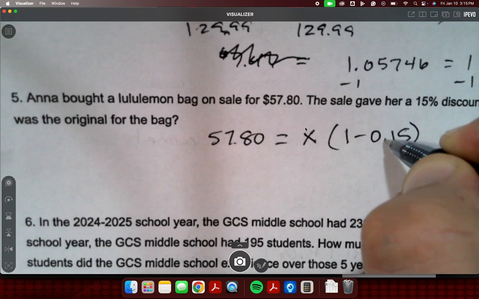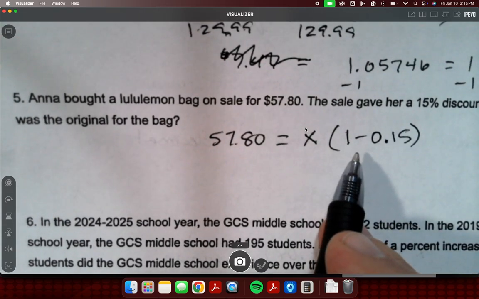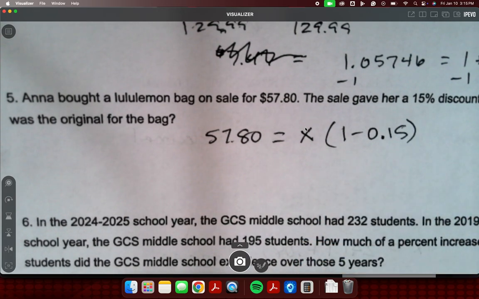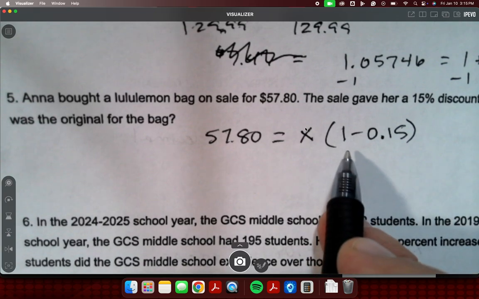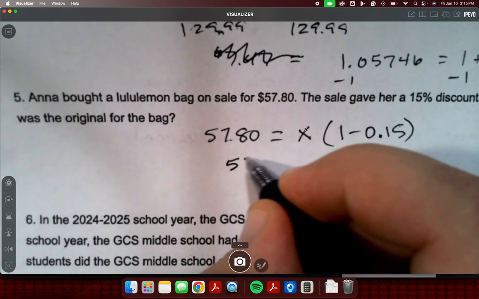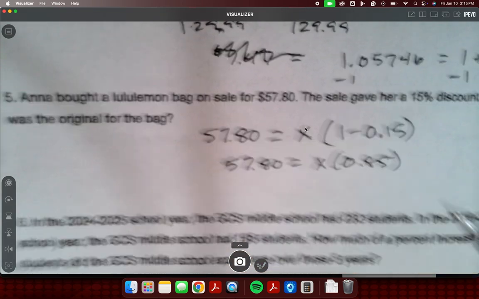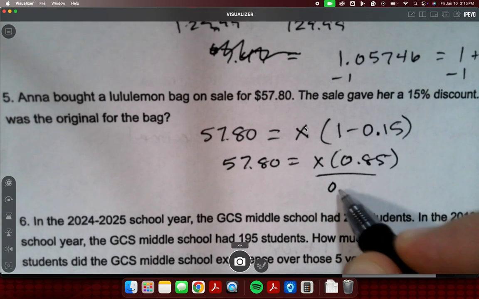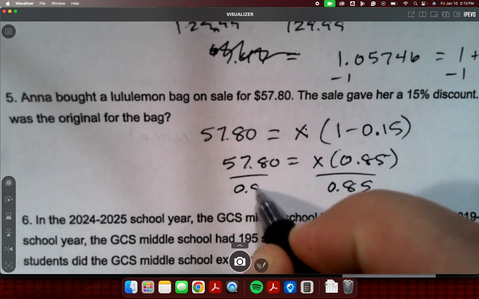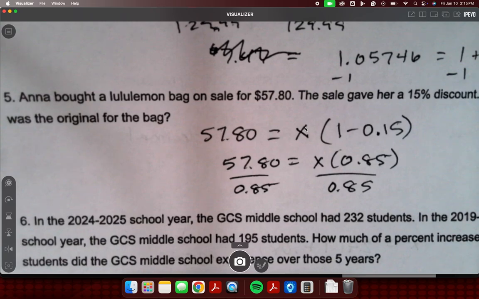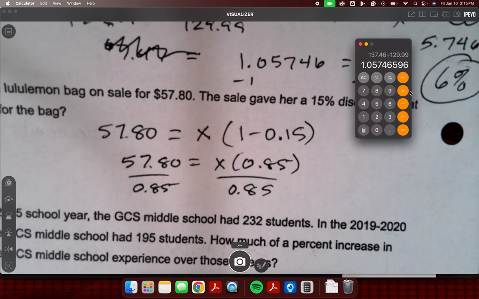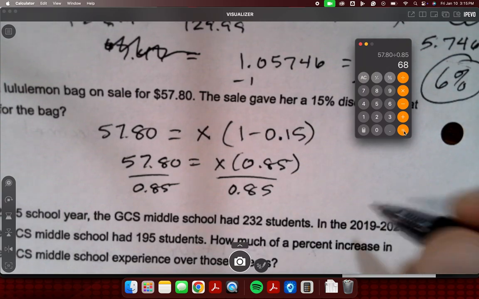So since it's a discount, I do minus, and I change the percent to a decimal. So what I recommend is go ahead and plug 1 minus 0.15 in your calculator. It gives you 0.85. And then divide both sides by 0.85, so we get x by itself. So 57.80 divided by 0.85. So the original price was $68.